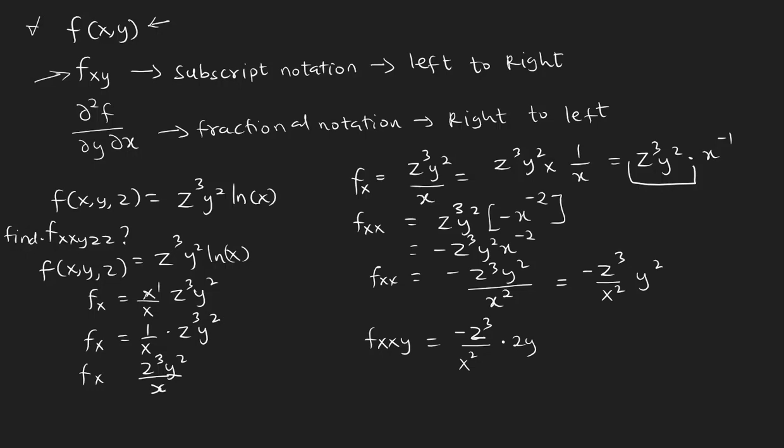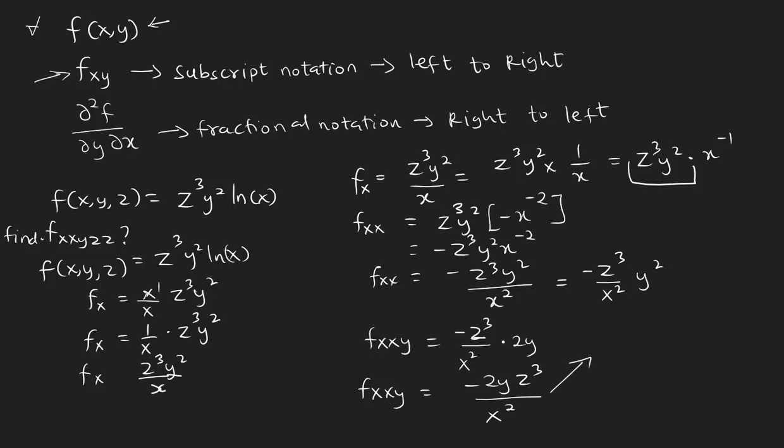So simplifying this, we're going to have f_xxy equal to minus 2yz cubed divided by x squared. Okay, so this is what we have now. From here, we're going to differentiate this expression with respect to what? z, right? So let's look at that.